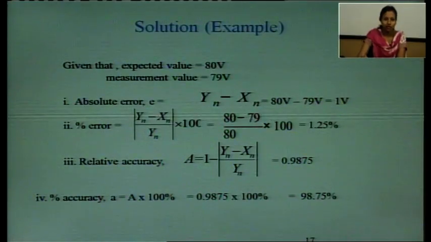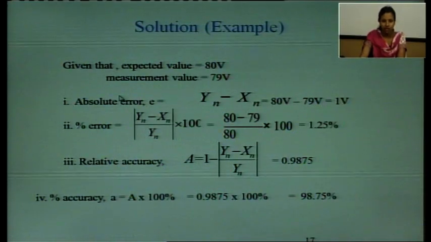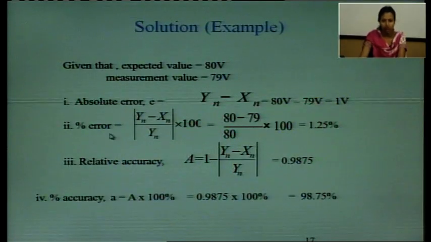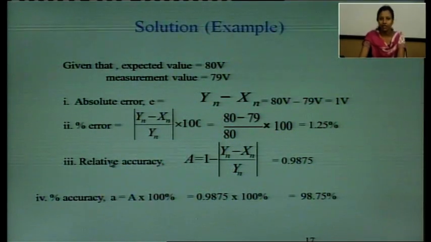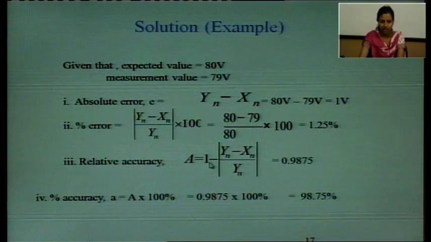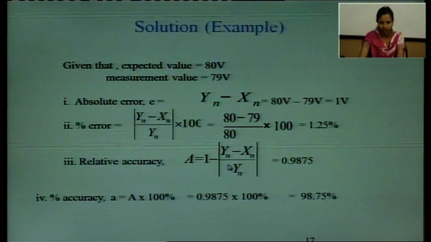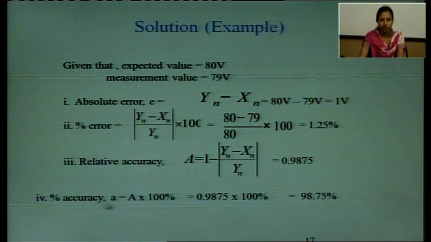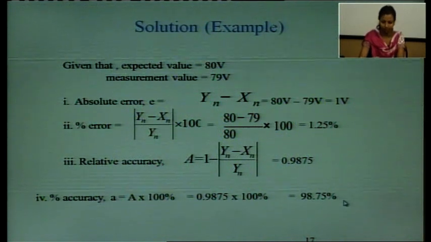So here there are four formulas: absolute error, percentage error, which we already defined, while the relative accuracy is nothing but 1 minus relative error, and percentage accuracy is simply relative accuracy multiplied by 100. So it gives us 98.75%.